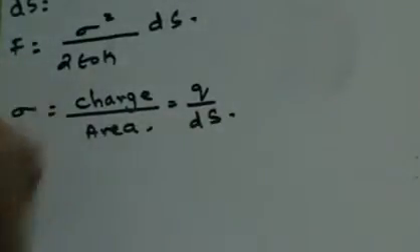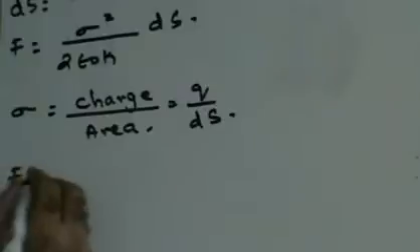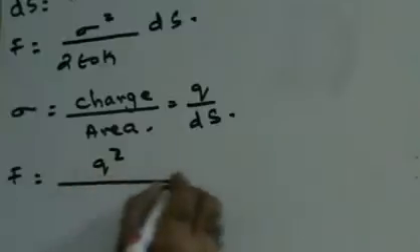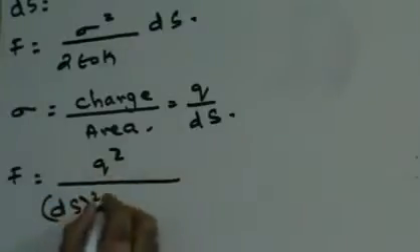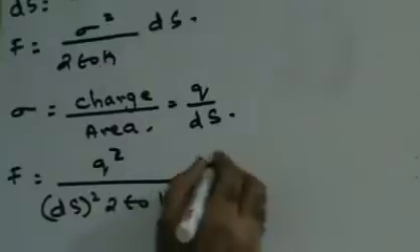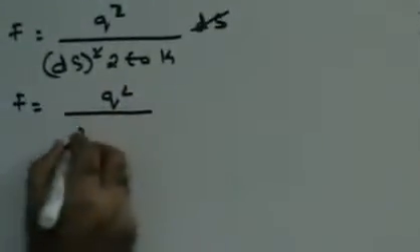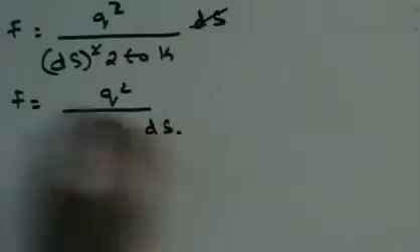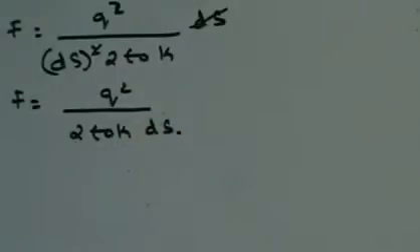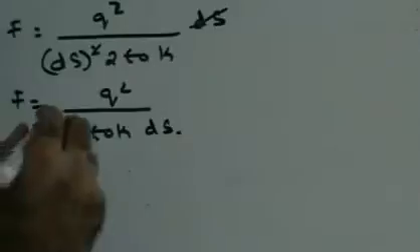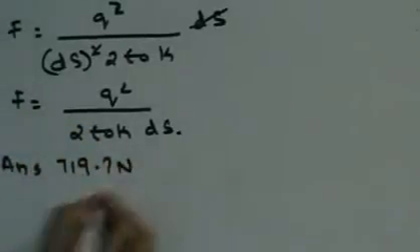So in that case, if I substitute this here, instead of sigma square, I can write Q square upon ds square, 2 epsilon 0 K into ds, and ds gets cancelled. I'm deriving the formula, guys. F is equal to Q square upon 2 epsilon 0 K ds, which is Q square upon 2 epsilon 0 K pi r square. Yes, I have all the values. Since I have all the values, I can find this answer. The answer for this sum should be 719.7 newtons.